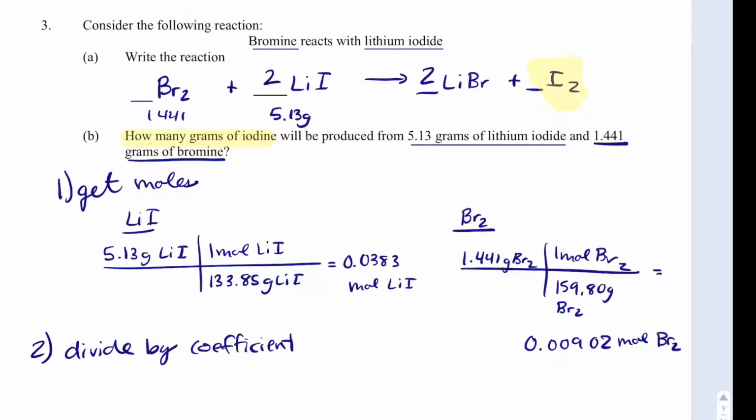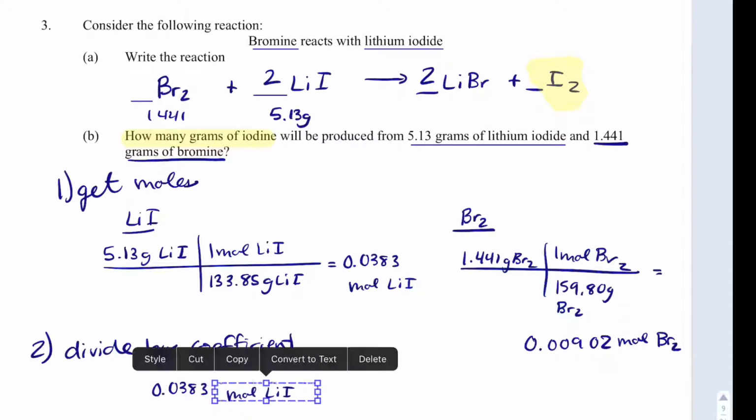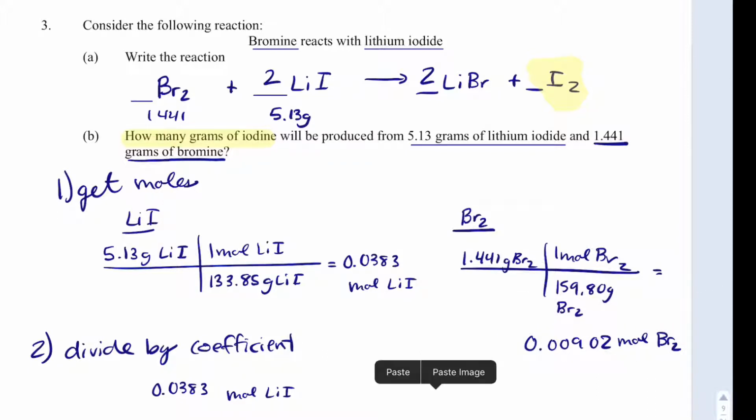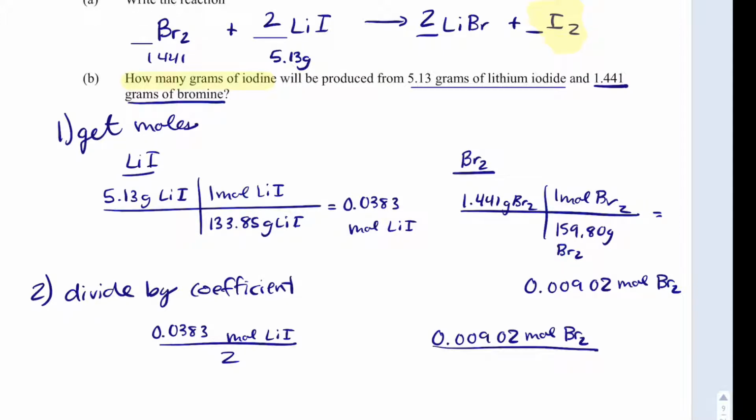And what I'm going to do is I'm going to just copy and paste these guys. Okay, and so I'll divide LiI by 2. Bromine, it looks like I'll divide it by 1. And then what I end up getting is 0.01915 and 0.00902. And so since the bromine one is less, I know Br2 is limiting. And then LiI is excess.